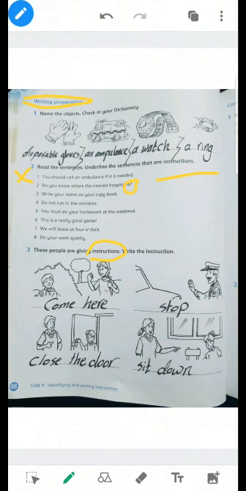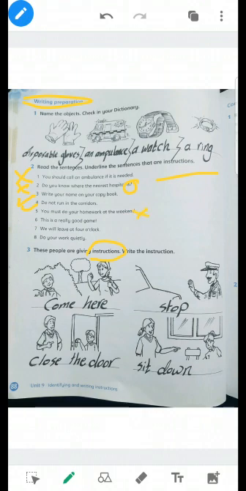Number 2, do you know where the nearest hospital is? Okay, it's a question. So it's not an instruction, of course. Write your name on your copybook. Yes, it's an instruction. So number 3 is an instruction. Do not run in the corridors. Yes, of course, it's an instruction. You must do your homework at the weekend. No, it's not an imperative sentence, so it's not an instruction, of course.